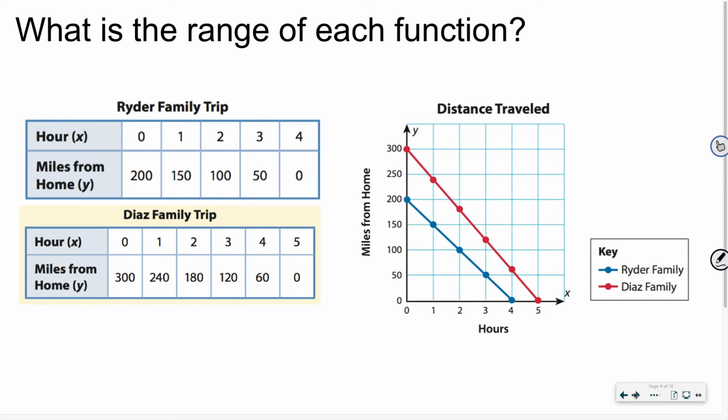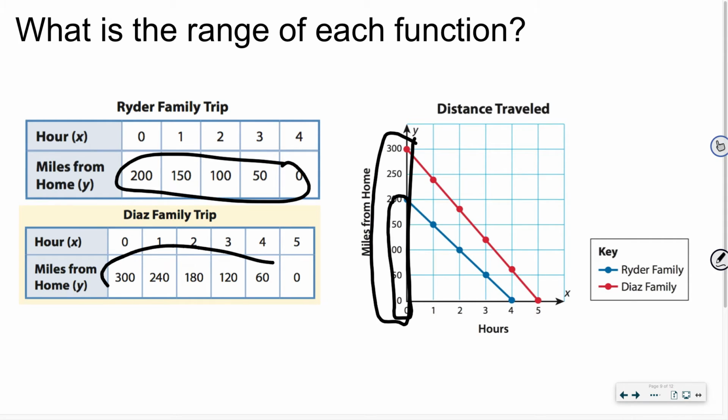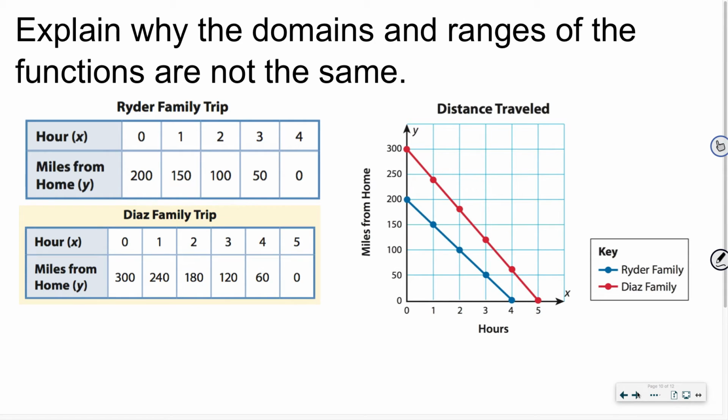And how about the range? When we found that 0 to 200 or 0 to 300. How many miles it takes. Yeah, how many miles it took them to travel. Absolutely. Okay. Why are the domains and the ranges different? Because they start at different miles. So the family started at a different number of miles away from home.